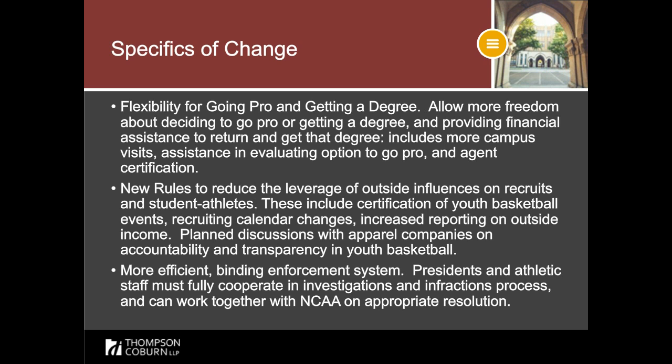They wanted to reduce the leverage of outside influences on recruits and student athletes. This included the certification of youth basketball events, recruiting calendar changes, and increased reporting on outside income. They planned discussions with apparel companies on accountability and transparency in youth basketball. They adopted changes for a more binding enforcement system. Presidents and athletic directors must more fully cooperate in investigations and the infraction process and can work together with the NCAA in an appropriate resolution of any charge.